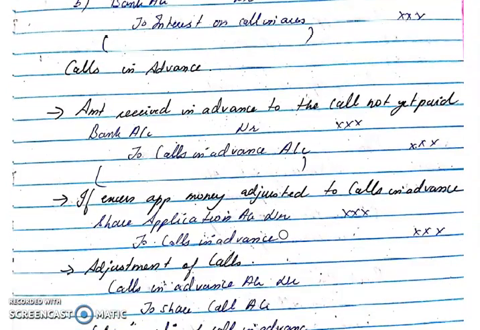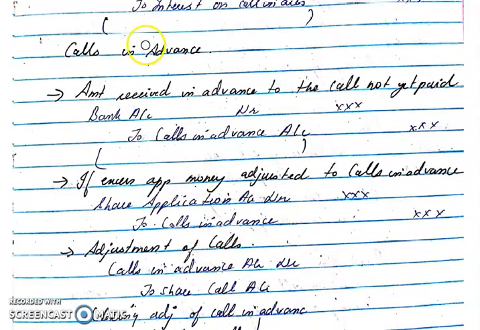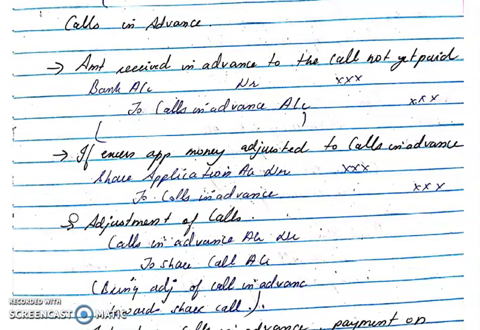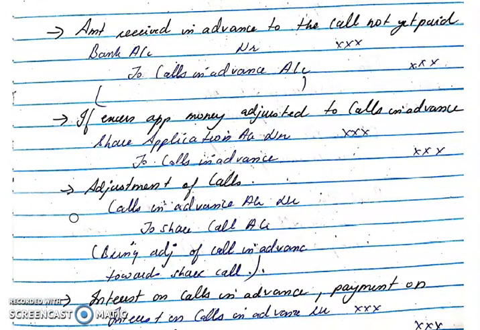Next one is calls in advance. Calls in advance is when a few shareholders would like to pay the call money in advance, during allotment itself or during payment of application money itself. In such a case, the amount received in advance on calls will be bank account debit to calls in advance. If the excess application money is adjusted to calls in advance, so during application they have paid an excess, then calls in advance will be credited.